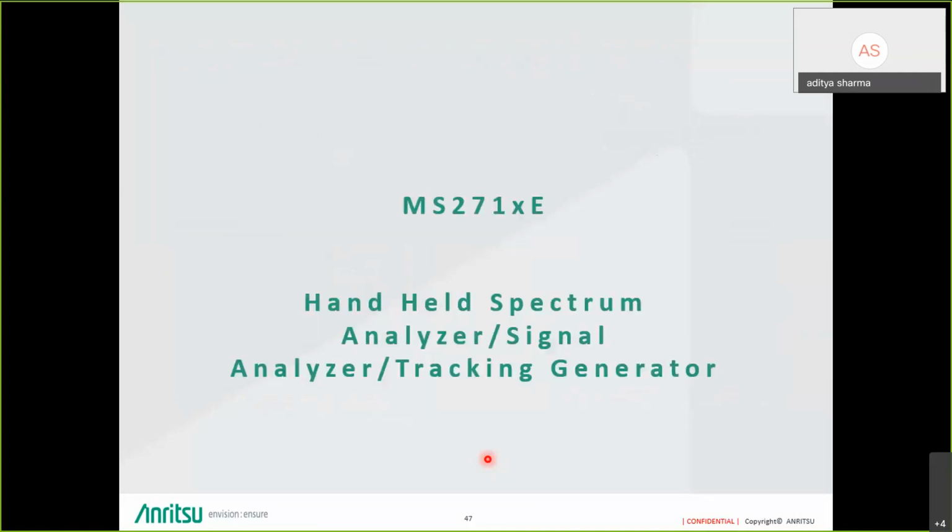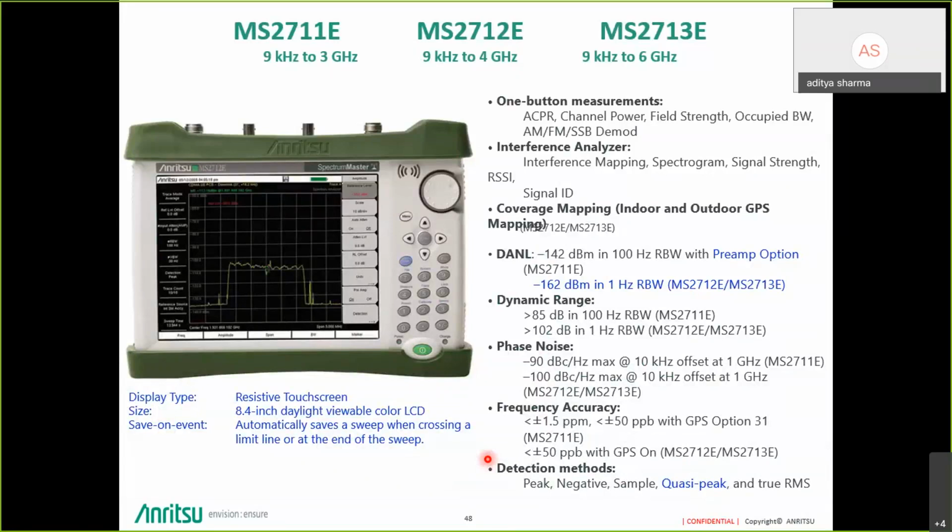Then these are the starting handheld spectrum analyzers. We have starting from 9 kilohertz to 3 gigahertz, then 4 gigahertz and 6 gigahertz: MS2711E, 12E, 13E. It has 1-button measurement of ACPR, channel power, field strength, occupied bandwidth, AM, FM, SSB, demod. It also has an option of interference analysis. So a customer who is working on interference can go for that. He can go for interference mapping, spectrogram, signal strength, RSSI, and signal ID as well. It also has the option of coverage mapping, indoor, outdoor, both. If a customer wants to do indoor mapping, he can do it.